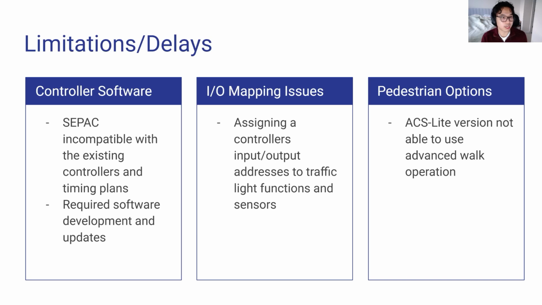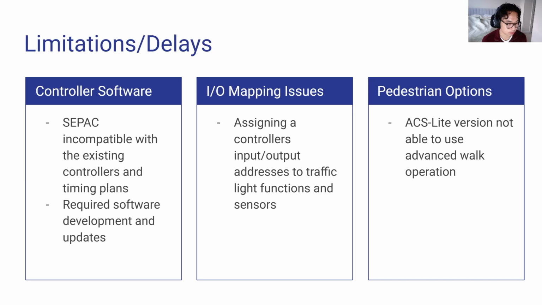So now going into the limitations and delays. There were a lot of limitations and delays that caused the project to take a little longer than expected, just because this was the first time ACS Lite was being tested in the field, like on an actual study corridor, at least in the state of Virginia, right? First there was a limitation in the control software, and this was because it was not the most up to date in terms of the existing control software.